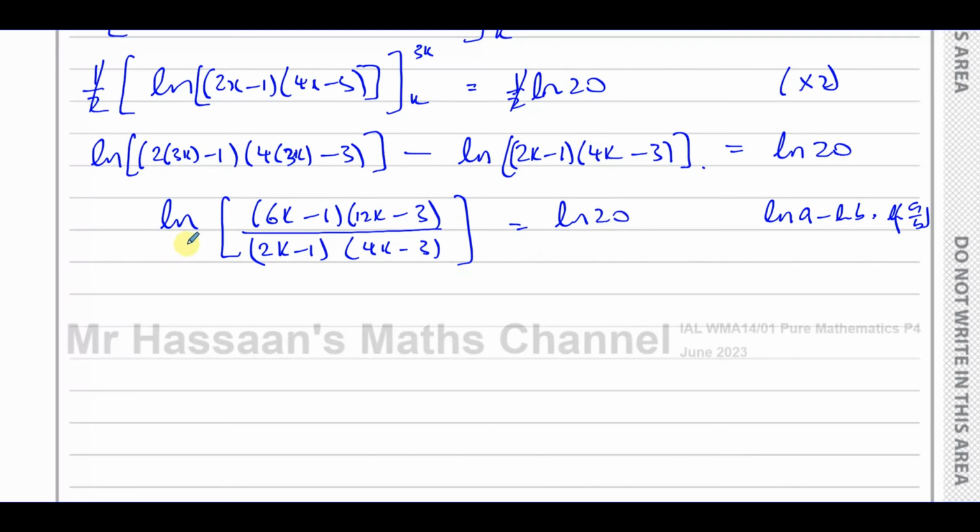Now, because I have one ln term equals another ln term, I can basically get rid of the lns. Some people will say put these to the power of e on both sides and they cancel out, but it's fine. Ln of something equals ln of something means those two things must be the same thing. So now I have this equation, 6k minus 1 times 12k minus 3, and let me just take it step by step, over 2k minus 1 times 4k minus 3, is equal to 20.